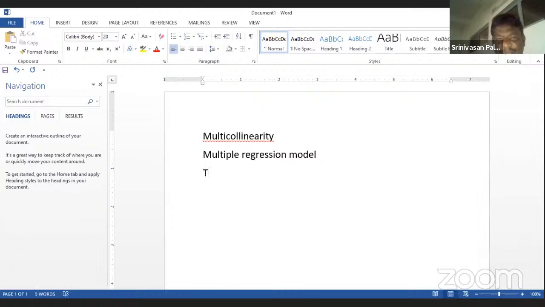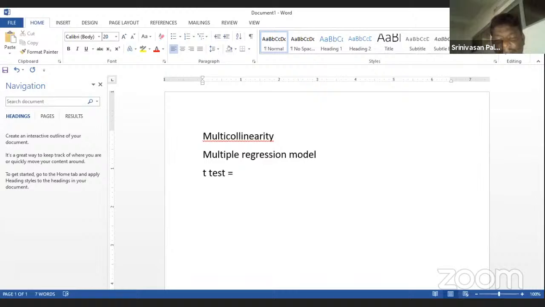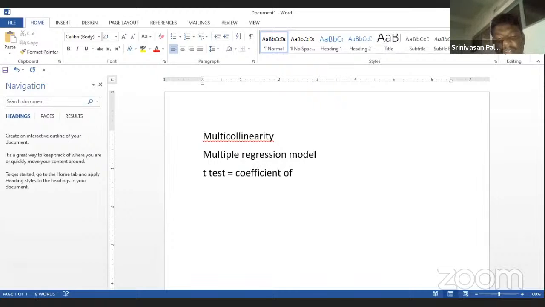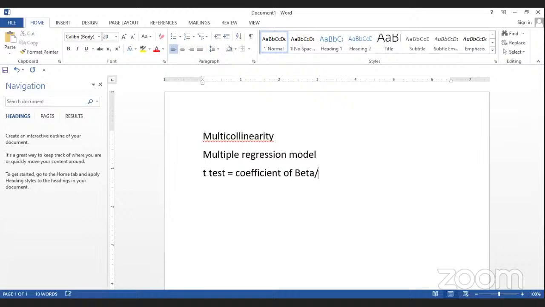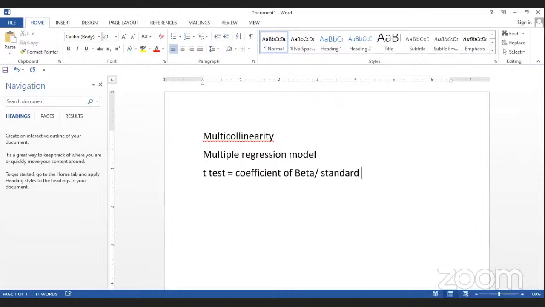We are assessing the significance based on the t-test, correct? Yes or no? Participants, answer my question. How do we assess the statistical significance of the individual coefficient? Through the t-test. You know there is a formula for a t-test. Please make a note: coefficient of beta divided by standard error of beta.